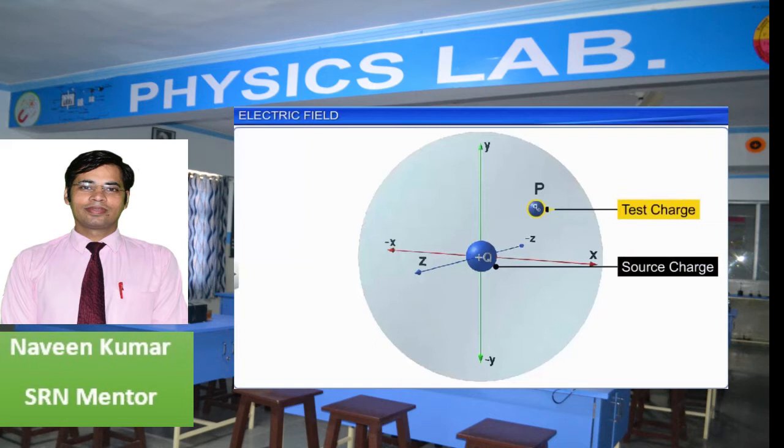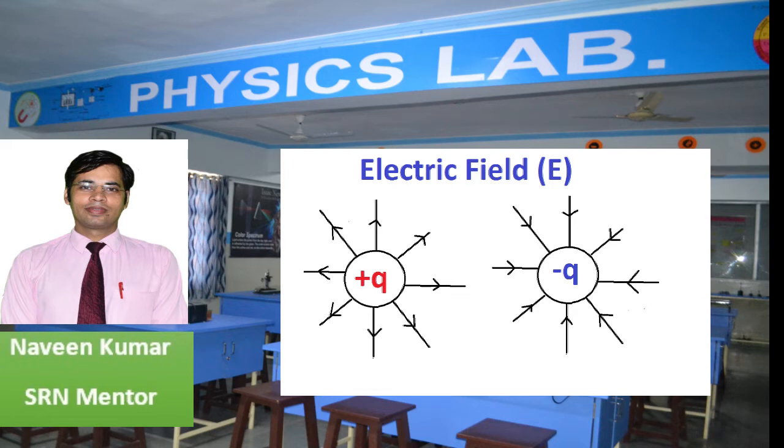So the important point here is the direction of electric field. It is the same as that of the force on the positive test charge, directly away from the point charge if q is positive and towards it if q is negative. So now, electric field due to a point charge.